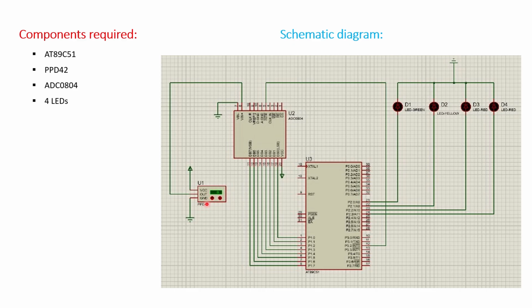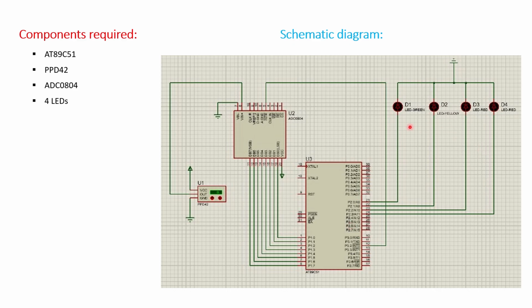Here, the output pin of the dust sensor is connected to the V input plus pin of the ADC, and the V input minus pin is connected to the ground. It converts analog signals to digital signals. Then the digital signals are sent to the 8051 microcontroller. The output is taken from port 2, which is connected to the 4 LEDs.